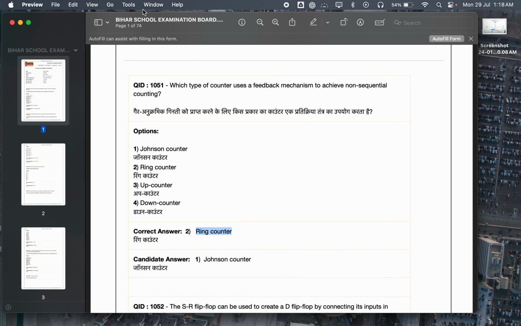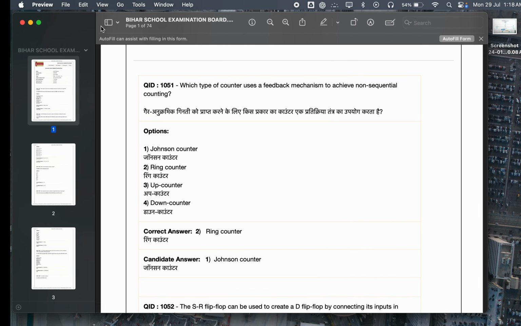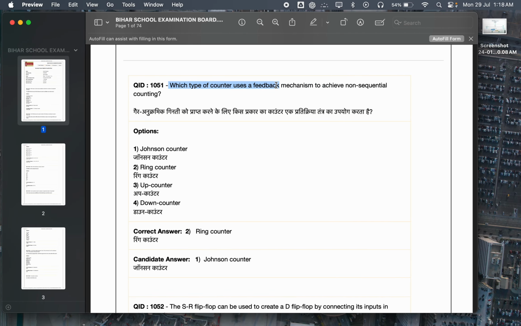So I've given the Bihar State exam, and today I'm discussing the questions for which I've answered something and whether those answers are correct or not. And today I will be taking the help of ChatGPT also. So which type of a counter uses a feedback mechanism to achieve non-sequential counting?